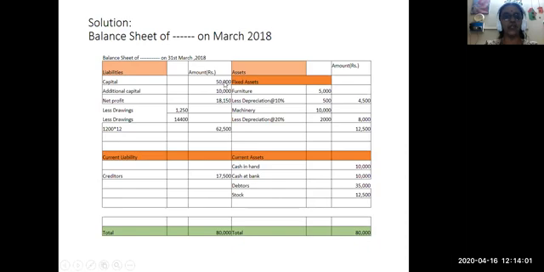Capital is 50,000, as I've told you already, and additional capital invested is 10,000. Net profit: this net profit we are transferring from the profit and loss account. We prepared it in the earlier video, 18,150. We have straight away transferred it from the earlier calculation. And less personal drawings 1,250, in the form of goods.